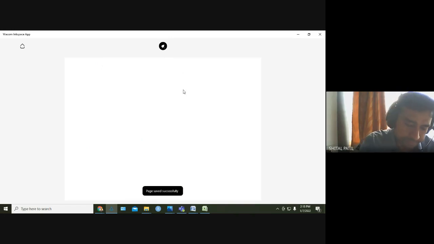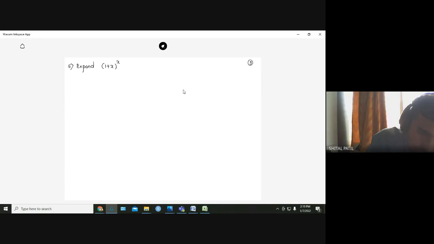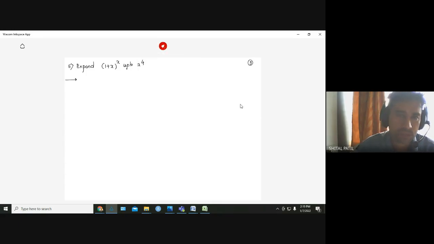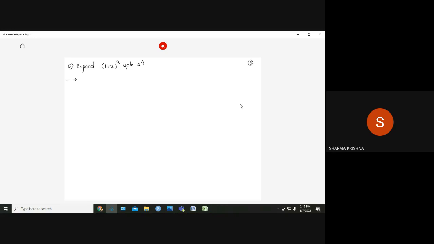Page number 9. Expand 1 plus x raised to x up to x raised to 4. Which formula, which method, or which concept is to be used? 1 plus x to the power n. No, see, sir, here x is a variable, so we can't accept.